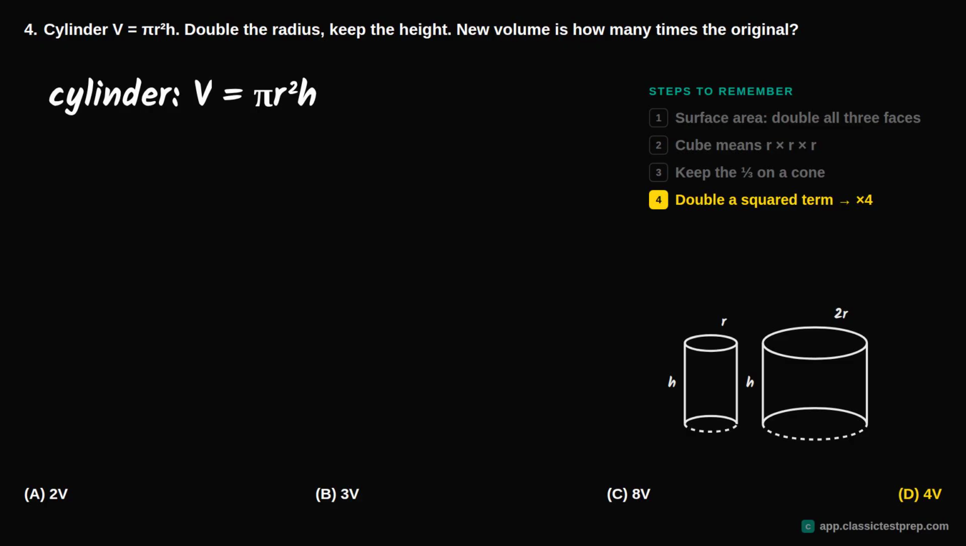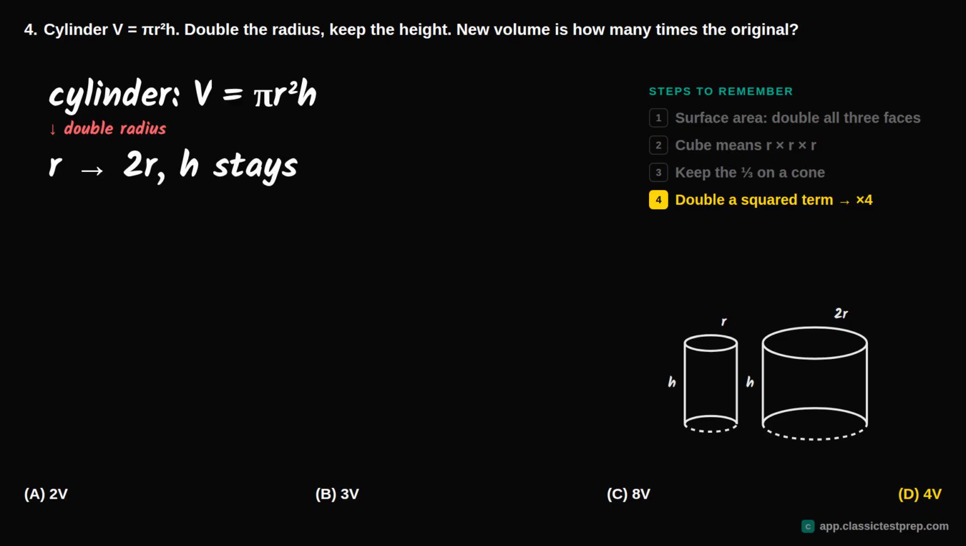Final question. If you double the radius of a cylinder while keeping the height the same, how many times bigger is the volume of the second cylinder compared to the first? So if we double the radius of a cylinder, we're obviously going to have a bigger cylinder, and we need to know how much bigger the volume of that cylinder is than the first cylinder.